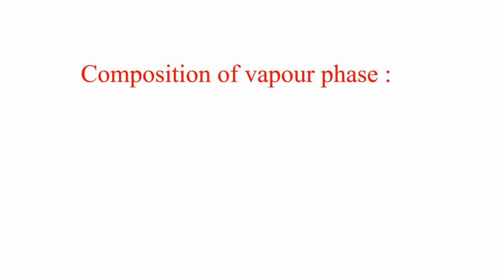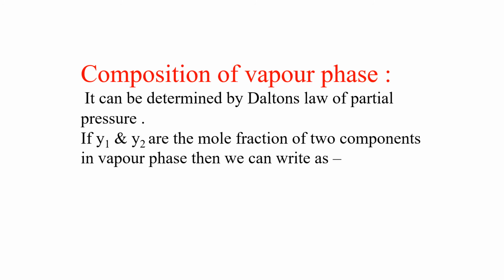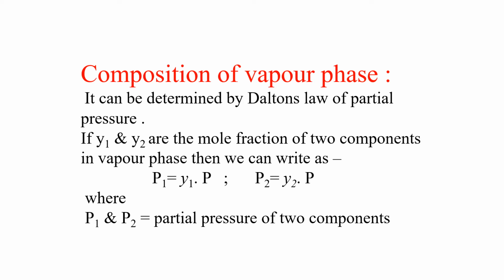Let us see the composition of vapor phase. The composition of vapor in equilibrium with the solution can be determined by Dalton's law of partial pressure. If Y1 and Y2 are the mole fractions of the two components in the vapor phase, then we can write P1 equals Y1 into P and P2 equals Y2 into P, where P1 and P2 are the partial pressures of the two components in the vapor and P is the total vapor pressure.